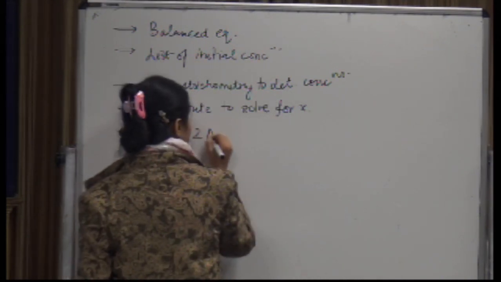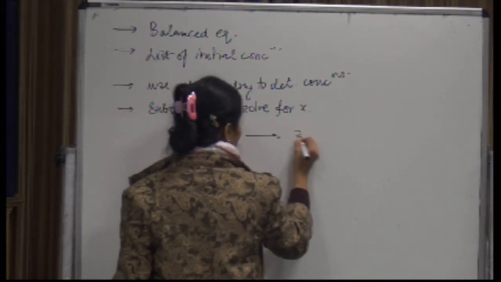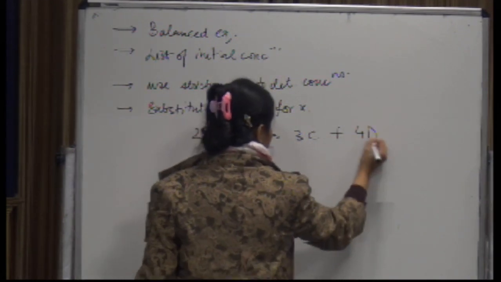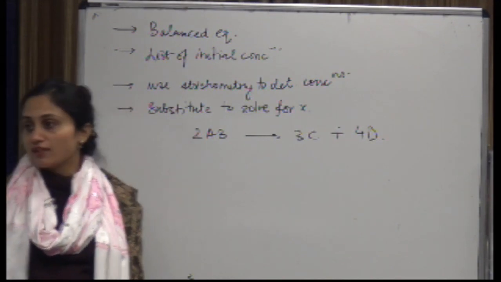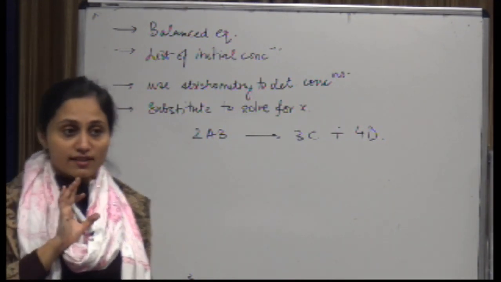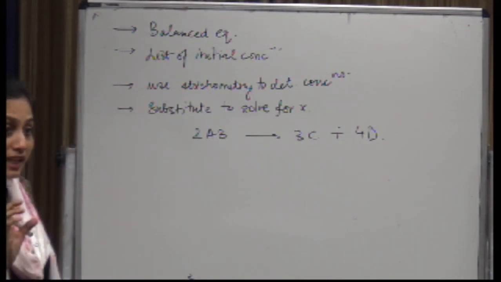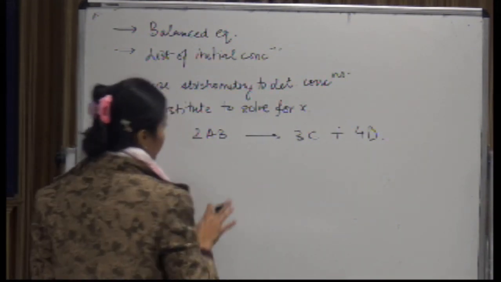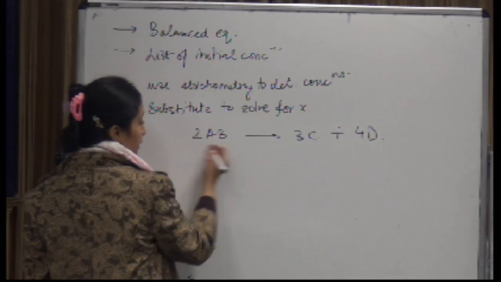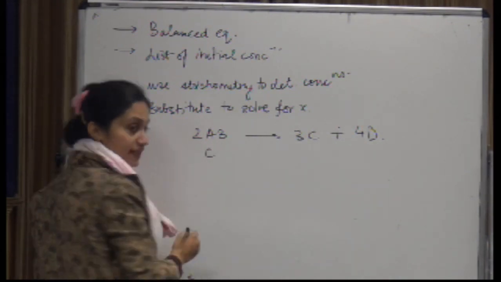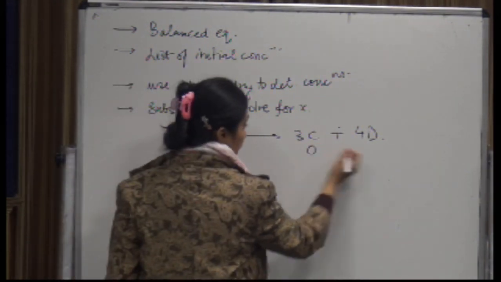I have told you that if I give you anything like 2A giving you 3C plus 4D, let me just check if this is the balanced chemical equation. The very first step, I'm repeating this again for everyone because you will have many questions based on it: if this is the balanced equation, then the initial concentration is C, and 0 and 0.